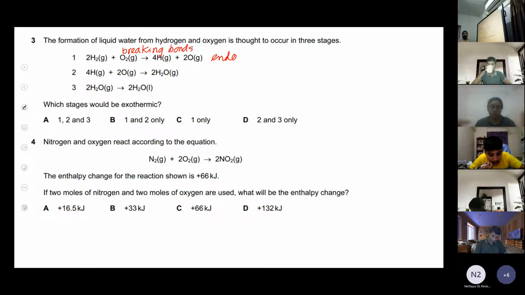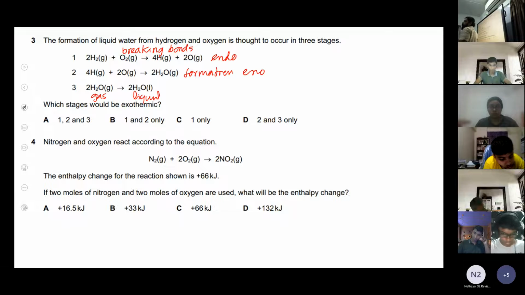Next one, separated atoms are combining, so that's bond formation. So this is going to be exothermic. Next one, a gas becoming a liquid. Sometimes you can't figure it out, but if you use basic kinetic particle theory, it's easy. Gas particles have high kinetic energy, liquids have low kinetic energy, so the energy has to be released. Or think of liquid to gas as boiling, which is endothermic, so gas to liquid is exothermic. Therefore, the answer is 2 and 3, then D.